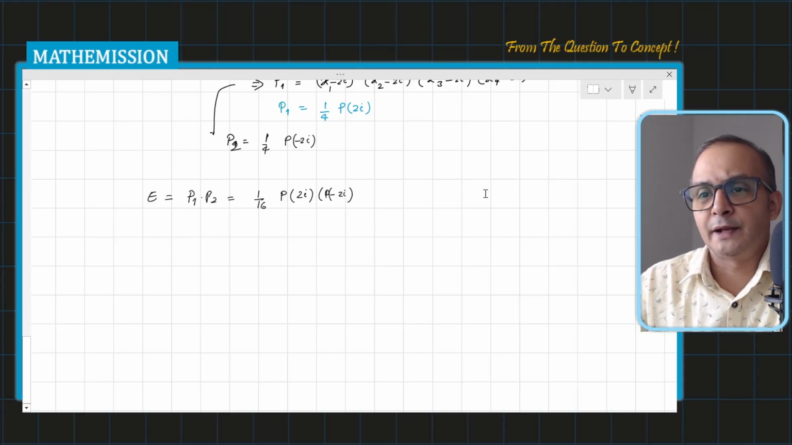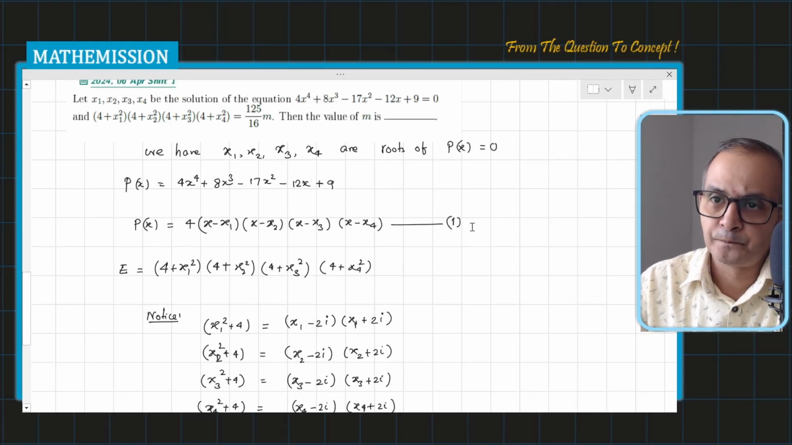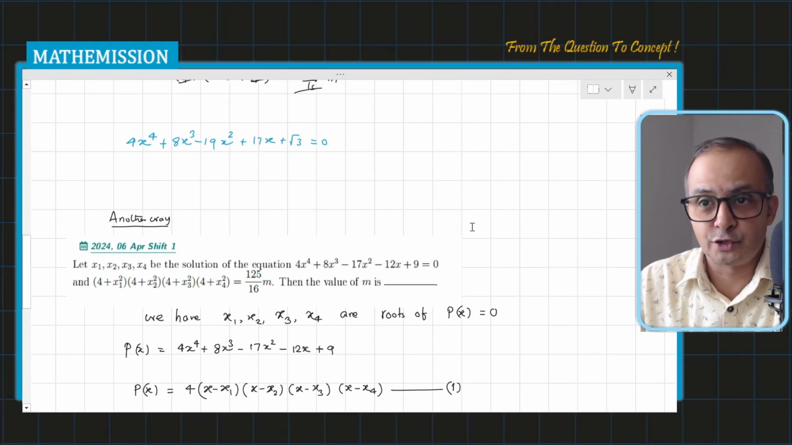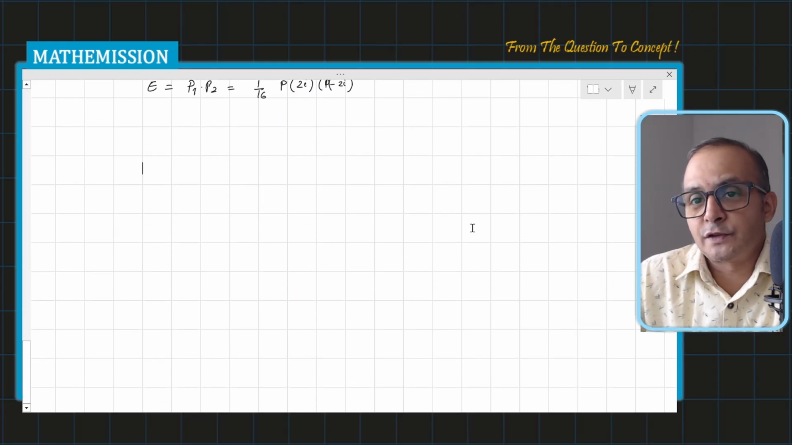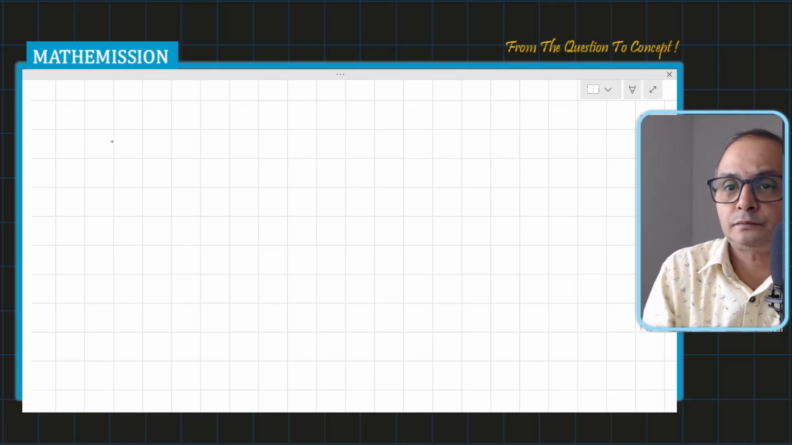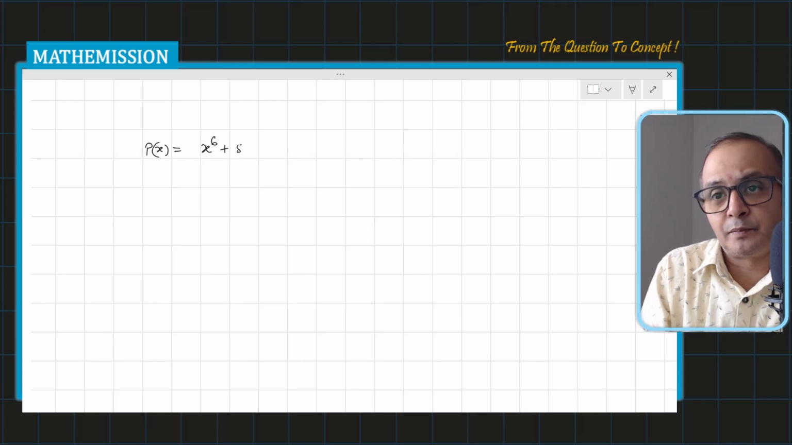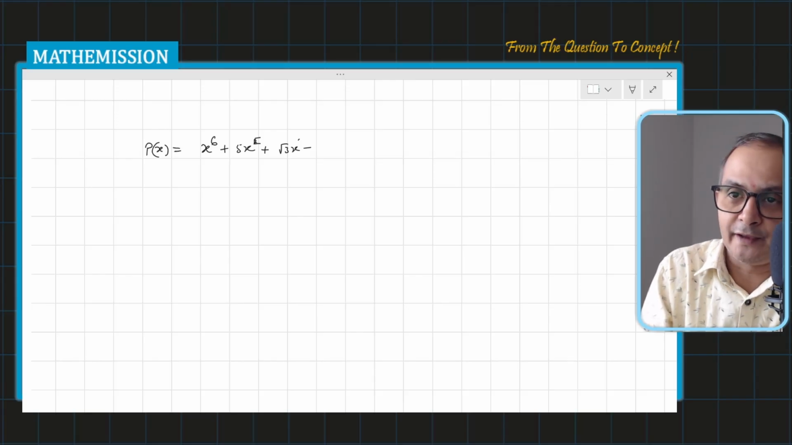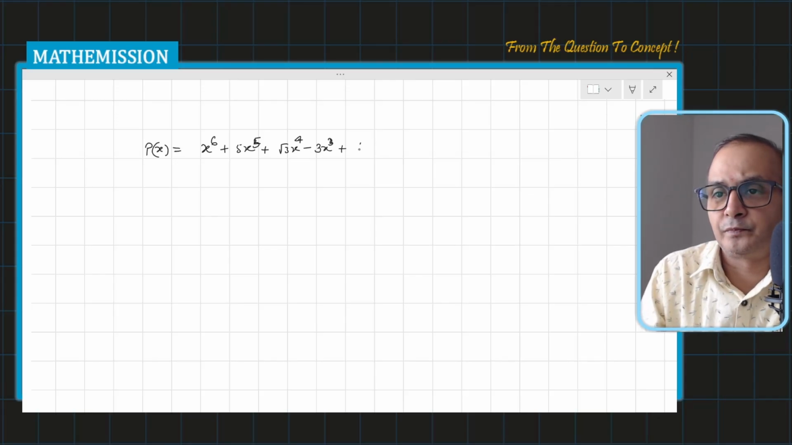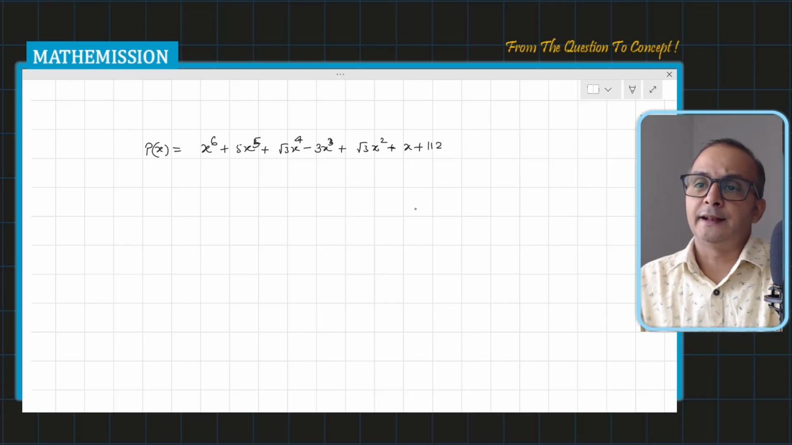Now, why this method works in a very elegant way, and it works for every such situation. Suppose I give you a polynomial p(x) equal to x to the power 6 plus 5x squared plus root 3x to the power 5, then 4, then minus 3x cubed, and then again root 3 x squared plus x plus 1, 1, 2. And this is the equation here.